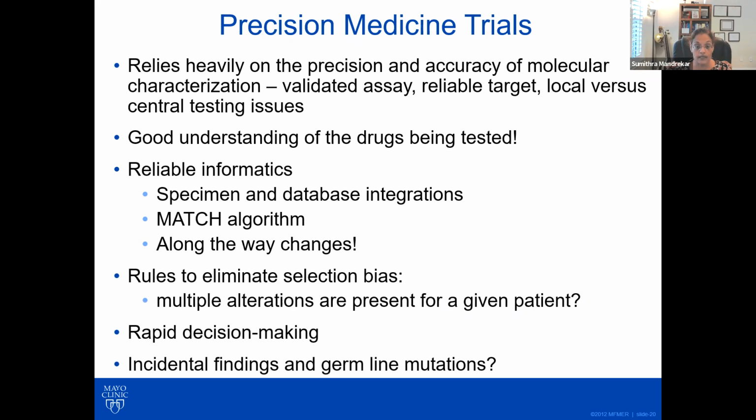Something that's less talked about is what do you do when you find incidental findings, right? Because these are all on a research platform. But sometimes these assays, when you run, you end up finding germline mutations. What's the process for communicating it back to the patient and the patient's provider? And what's your role as the research database to do that in a timely manner?